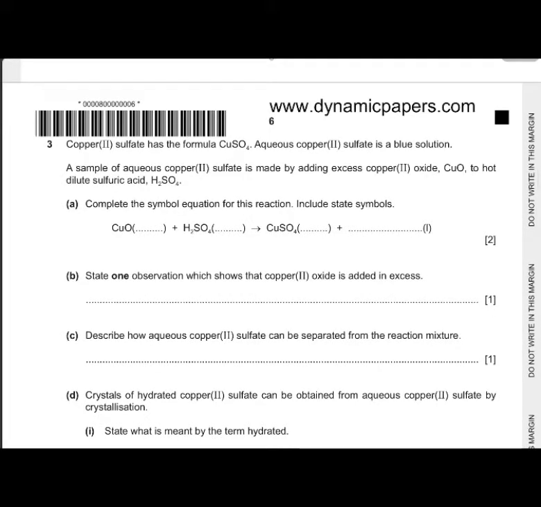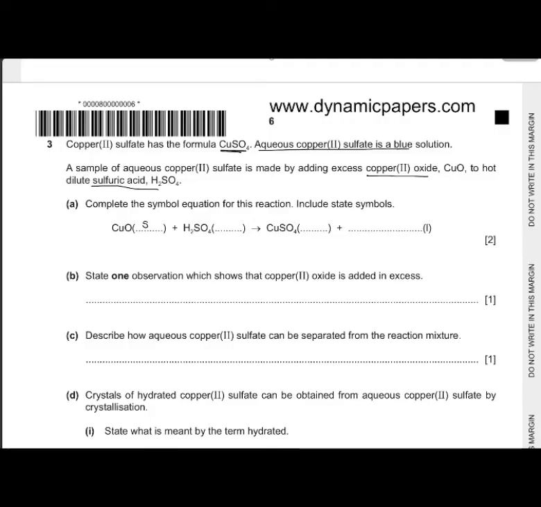Question 3. Copper sulfate has the formula CuSO4. Aqueous copper sulfate is a blue solution. A sample of aqueous copper sulfate is made by adding excess copper oxide to hot dilute sulfuric acid. Complete the symbol equation for this reaction. Include the state symbols. We're adding copper oxide into sulfuric acid. Copper oxide is in powder form, probably it's a solid. And then we have dilute sulfuric acid.